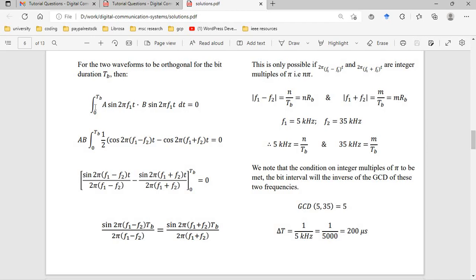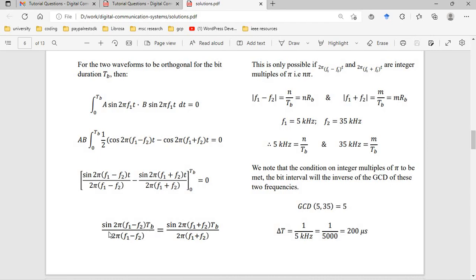the integral over that interval of the product of the two waveforms must be equal to 0. So if you take a waveform A sine 2 pi f1t multiplied by B sine 2 pi f2t dt, that value of the integral should be equal to 0. So when you proceed to perform that integral and apply trigonometric identities, then you can move from this point to this point, and then that integral simply reduces to this. So you have this value subtract this value over that duration equals 0.